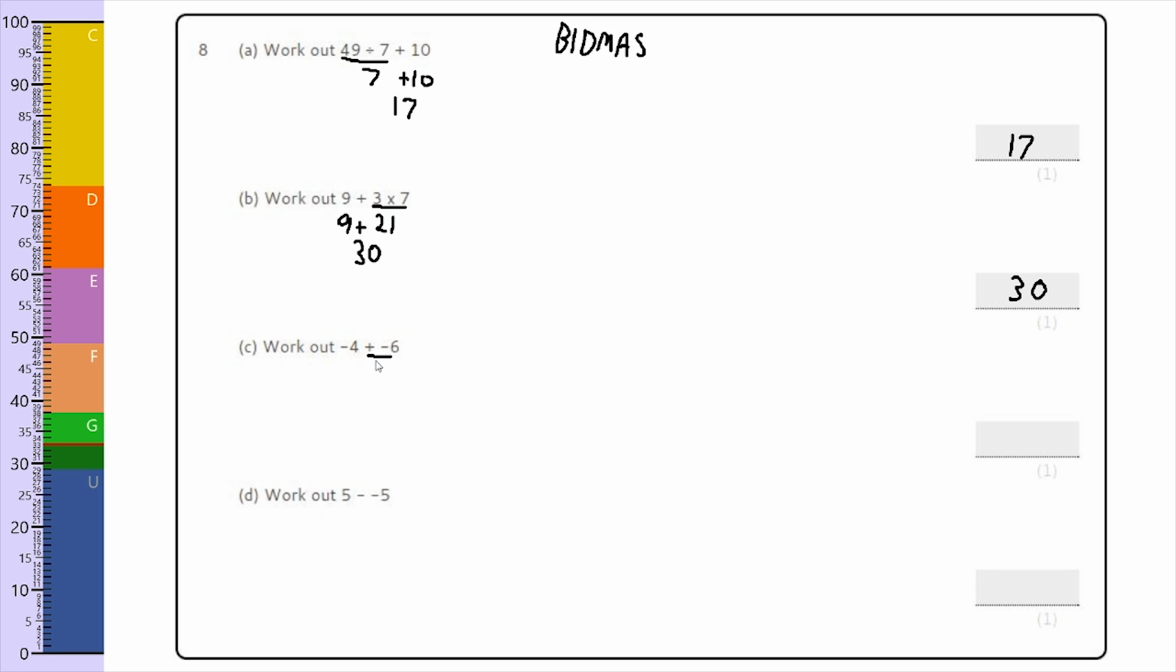Now we've got 2 signs next to each other, the plus and the minus. Now you can't have that in maths, so one of them's got to win. So we use the rules. Let's put the rules here. If you have a plus and a plus, that will equal a plus. If you have a plus and a minus, that will equal a minus. A minus and a plus will equal a minus. And a minus and a minus equal a plus.